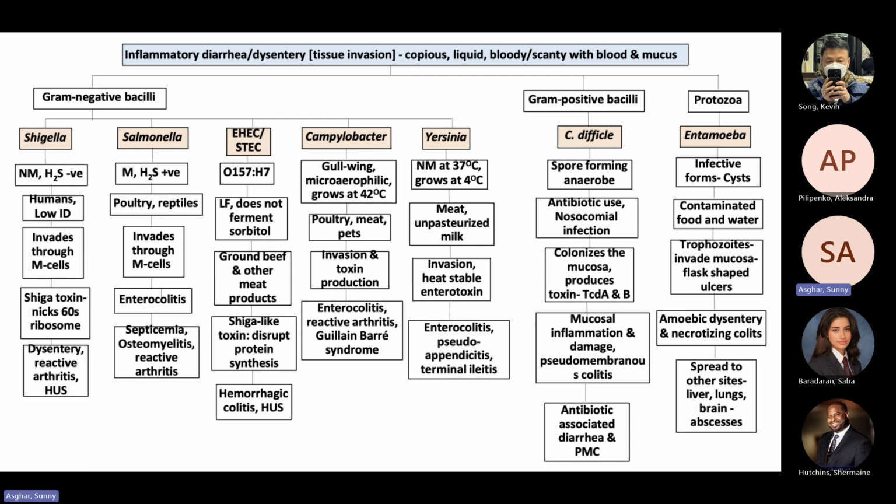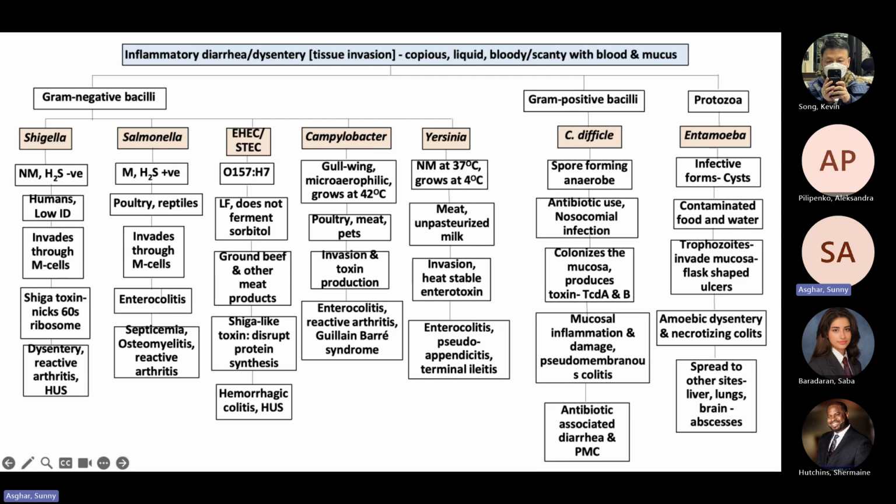Moving on, we have our EHEC and our STEC. STEC stands for Shiga toxin producing E. coli, and then EHEC is enterohemorrhagic E. coli, if I remember correctly.